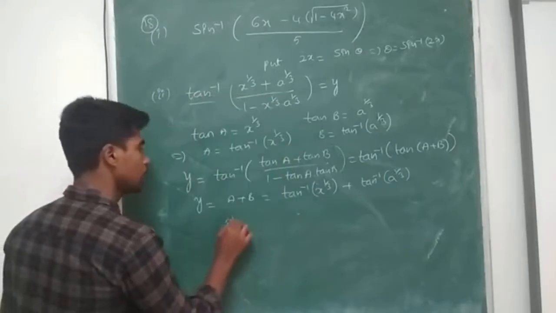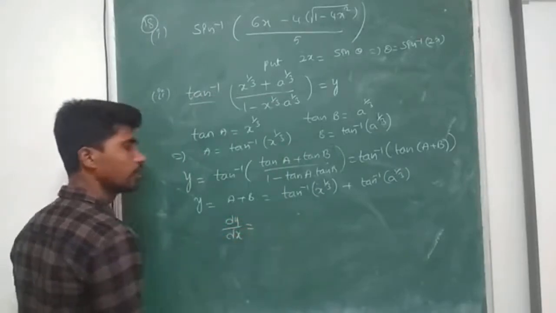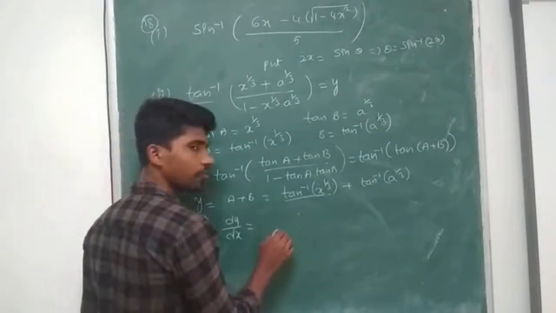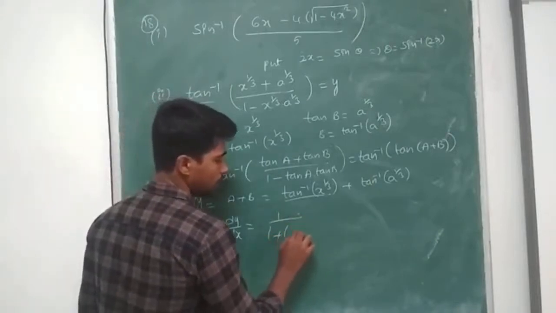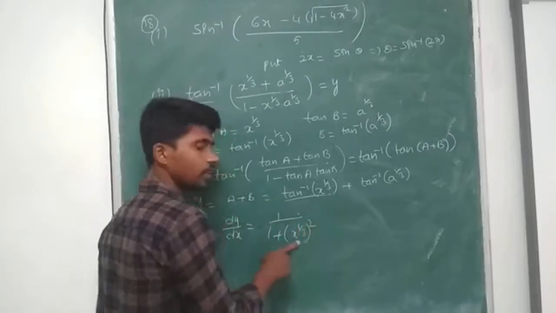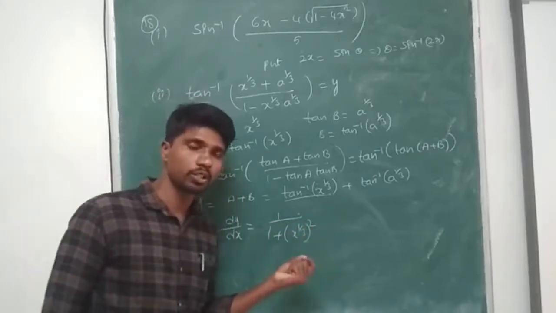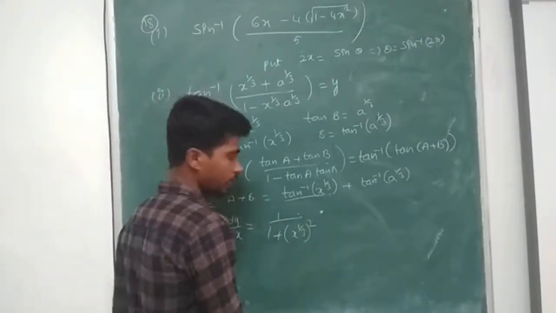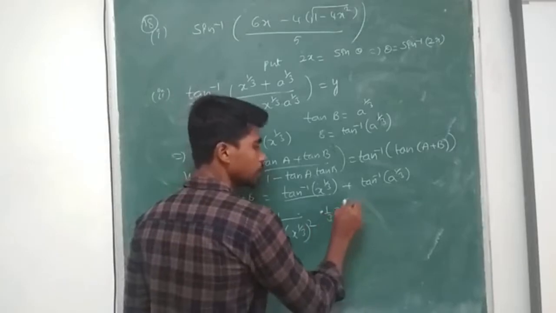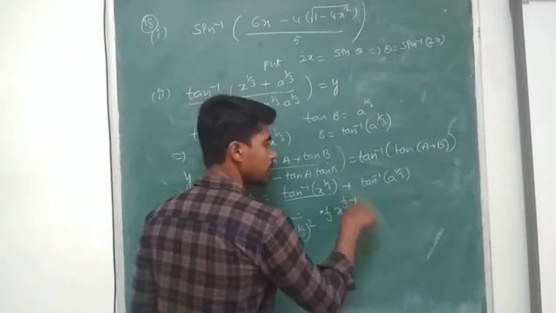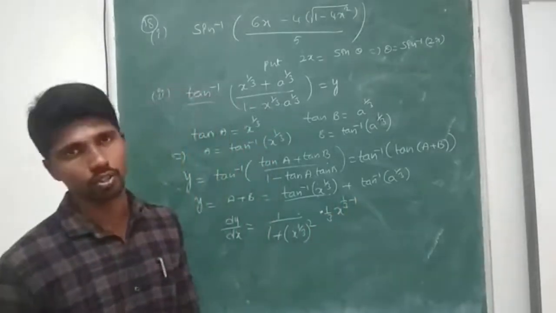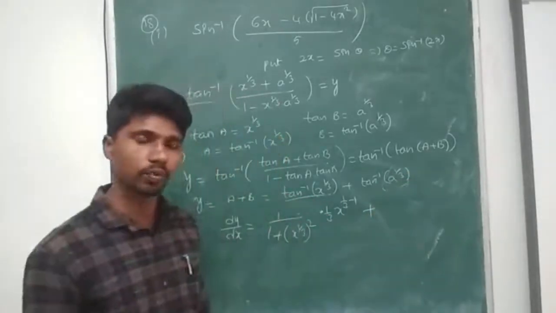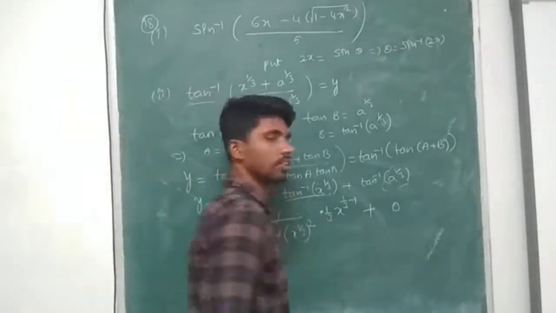Take the derivative. dy/dx is equal to the derivative of tan inverse of x, 1 / (1 + x^2). So in place of x we have x^(1/3), so definitely we have to do its derivative again. So the derivative of x^(1/3) is 1/3 into x^(1/3 - 1), using n x^(n-1), plus, it's a constant, so tan inverse of a constant is also a constant, so we get the derivative as 0.